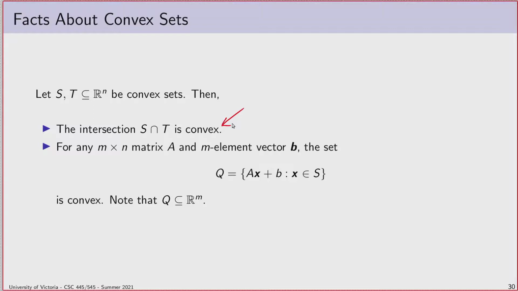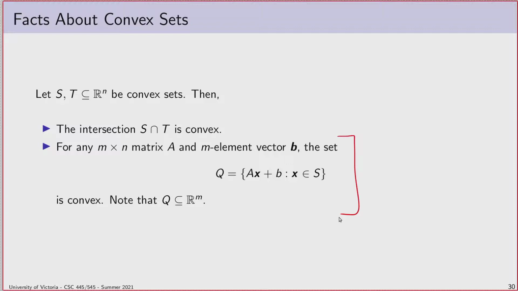If I have two convex sets, their intersection is convex. That's a big deal. And so that means that what I could do if I have a complicated convex set is find a way of stating it as the intersection of a bunch of simpler ones. And it's automatically convex, because if the things that I'm taking the intersection of are convex, the intersection itself is automatically convex.